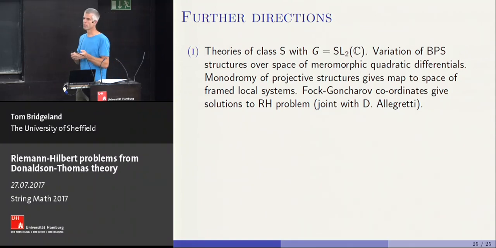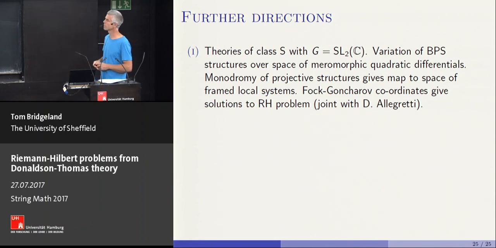Quadratic differentials are almost the same as projective structures. Projective structures form an affine bundle over quadratic differentials. So you might prefer me to say opers instead of projective structures. And then you can take the monodromy of those things. That gives you a map to the framed local systems, which is the cluster variety. And then the idea is that the Fock-Goncharov coordinates should give you solutions to this Riemann-Hilbert problem.